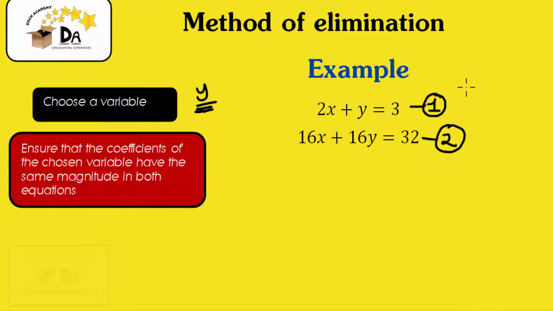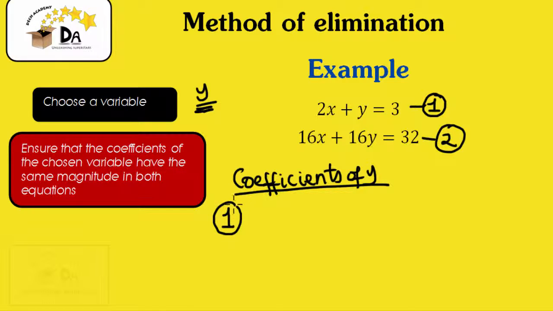So we have 1 as the coefficient in equation 1. I'm just going to write coefficients of y. In equation 1, the coefficient of y is 1. In equation 2, the coefficient of y is 16. The magnitude of 1 is 1, the magnitude of 16 is 16. But they don't have the same magnitude. So what can I do to ensure that the magnitudes of y are the same in both equations?